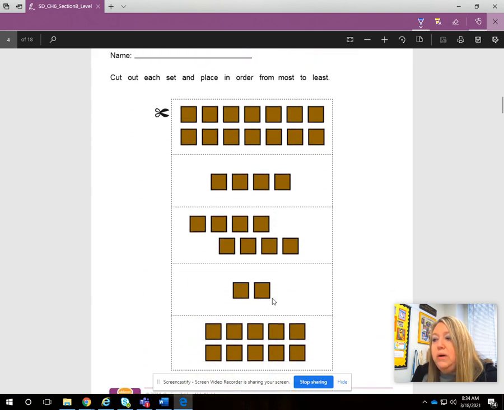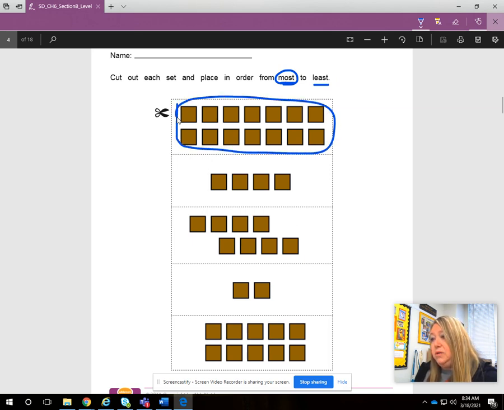There's one more worksheet down here underneath, and this time we are going to order from most to least. So this is going to be opposite of what we did before. So we want to find the one with the most, and that will be number 1. Okay, so when I just look at this, I can see that this one has the most, okay? So I'm going to put that one as number 1 because it has the most.